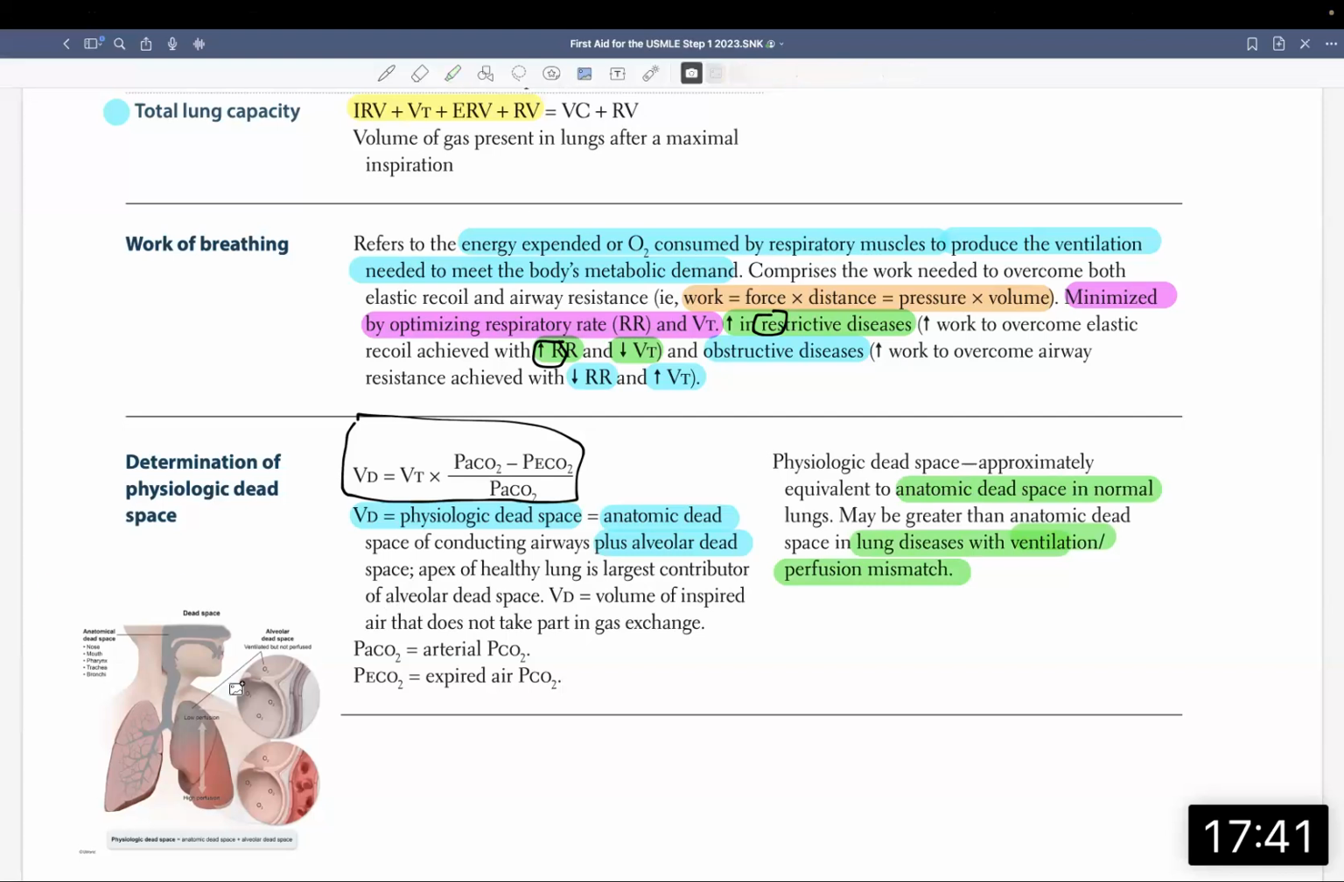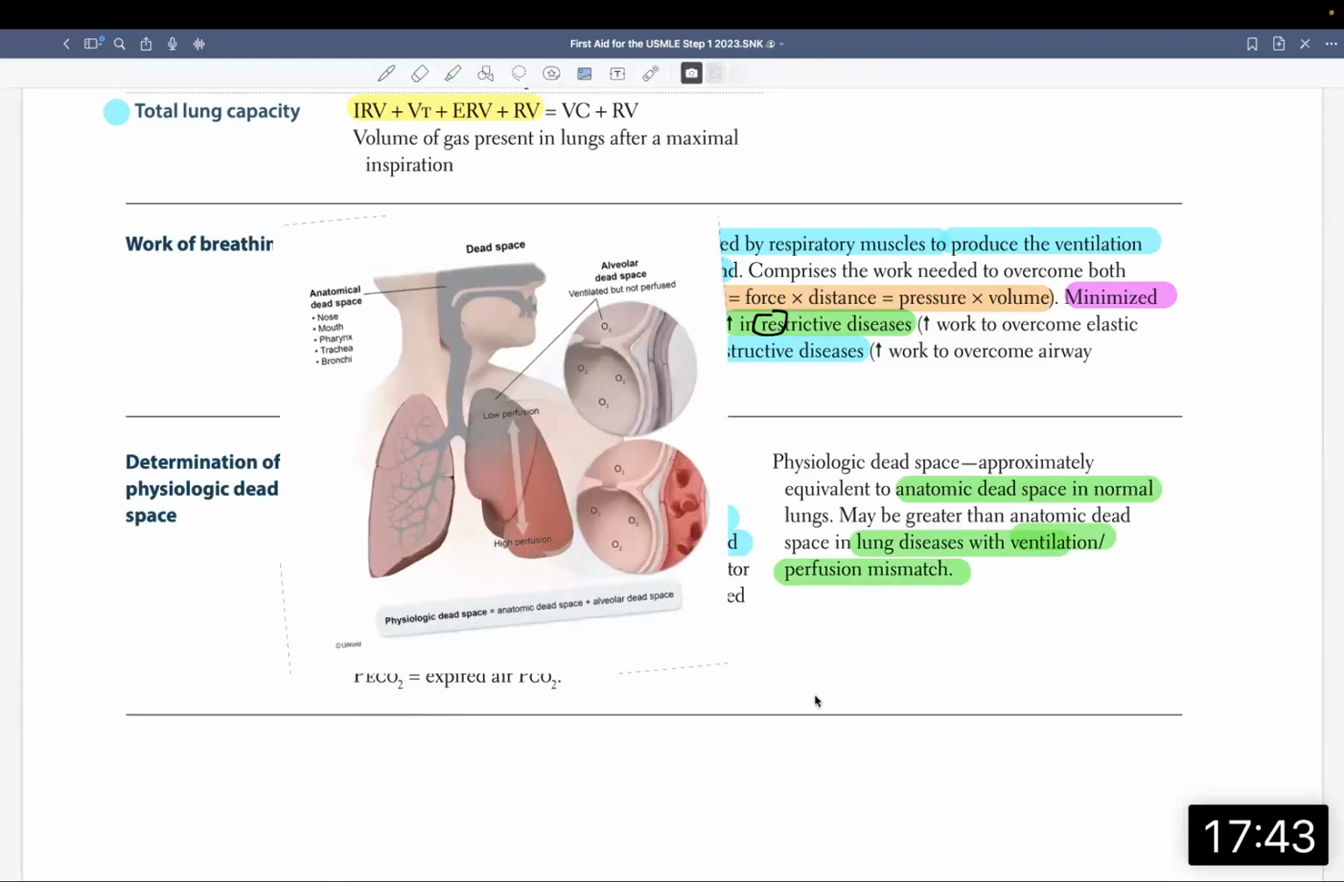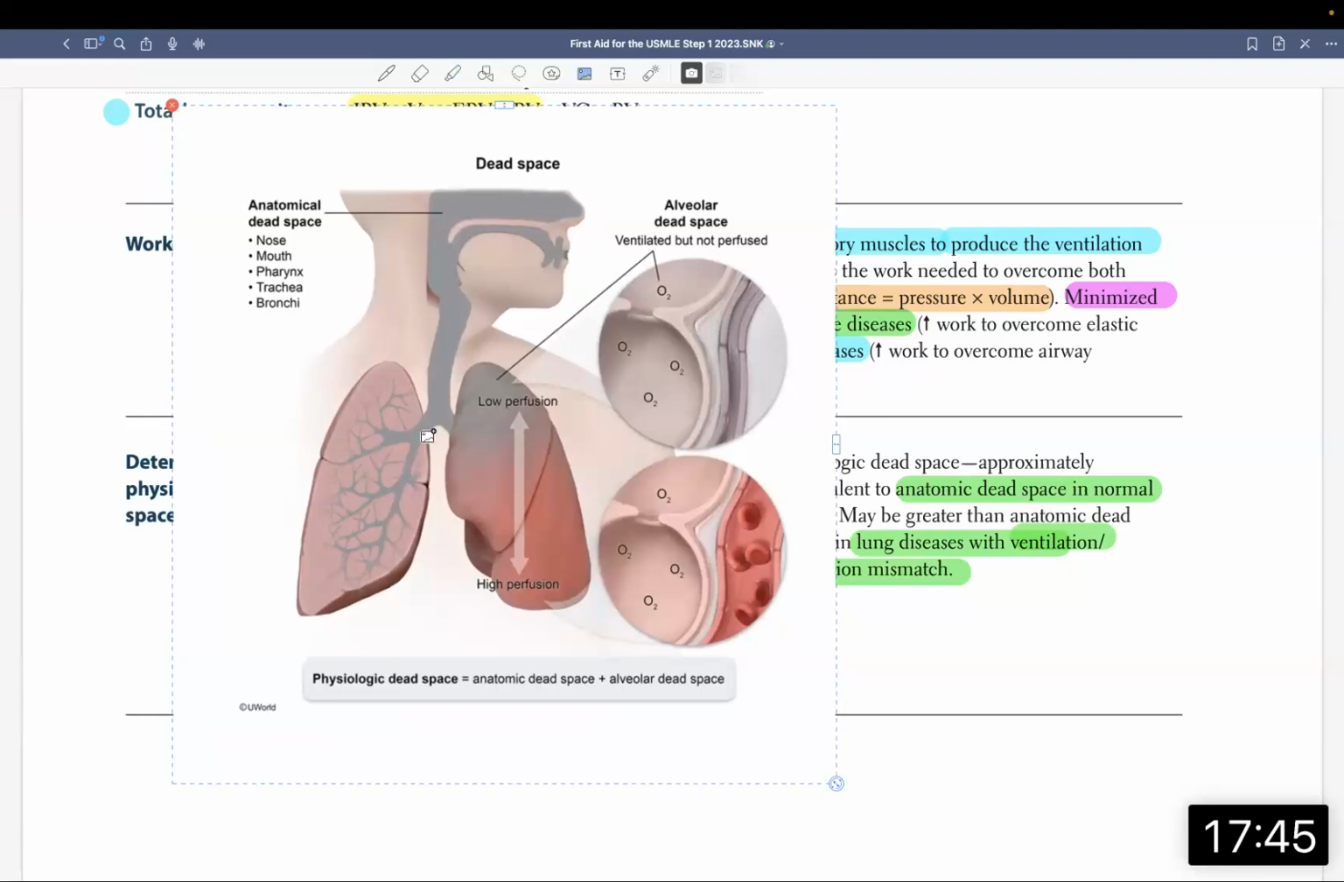So this was the image on UWorld. We have anatomic dead space as all the gray area. So it's the conducting pathway, which is not participating. So anatomical dead space is the nose, mouth, pharynx, trachea, and bronchi. Even the bronchi, actually. That's the anatomic portion. Physiologic equals anatomic plus alveolar. Anatomic is all this, the conducting zones.